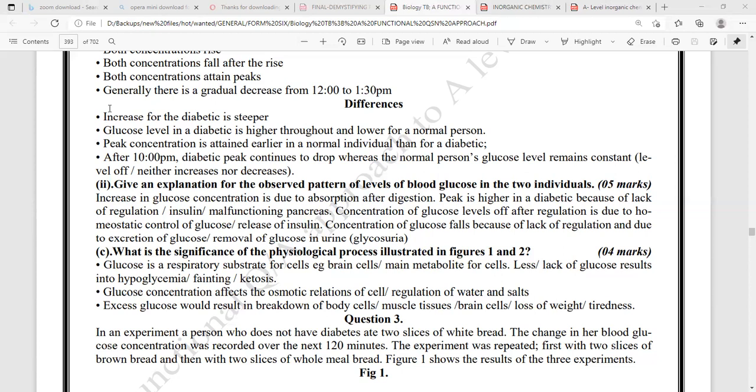So what physiological process is taking place? It is homeostasis, the regulation or maintenance of glucose levels around the norm. If this concentration increases highly, it affects the osmotic relations of cells, or regulation of water and salts. If there is excess glucose, it would result in breakdown of body cells, muscle tissues or brain cells, or loss of weight.